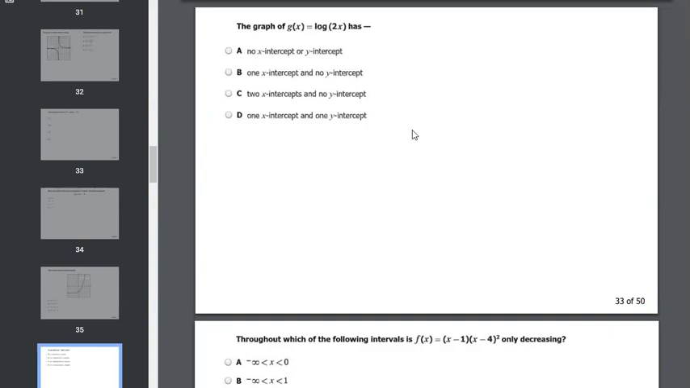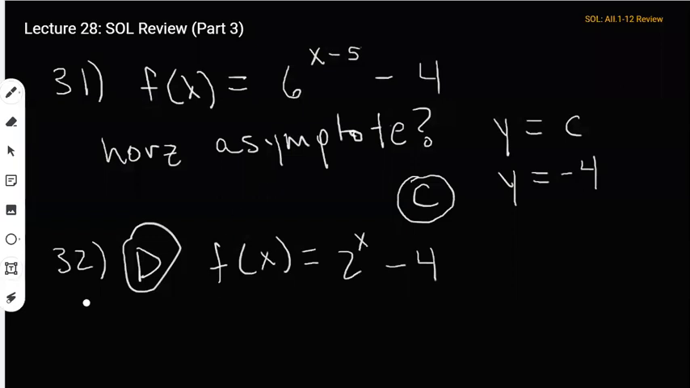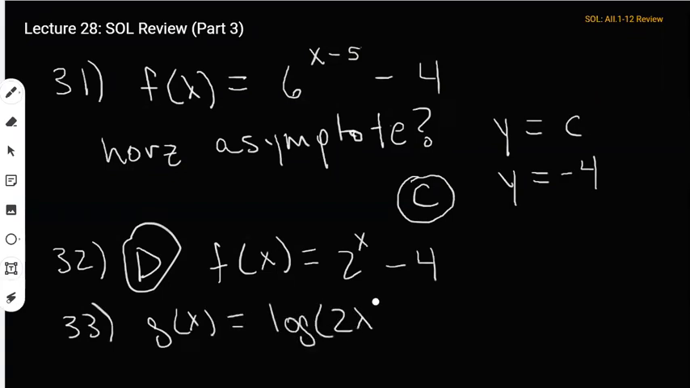All right, moving right along to 33. They give us a function, g of x is equal to log of 2x. And it's basically asking, does it have an x-intercept? If it does, how many does it have? If it has a y-intercept, how many does it have? So we're going to be looking at that today. So g of x is equal to log of 2x. And we want to ask the question, does it have x-intercepts? Does it have y-intercepts? So let's graph this and figure it out.